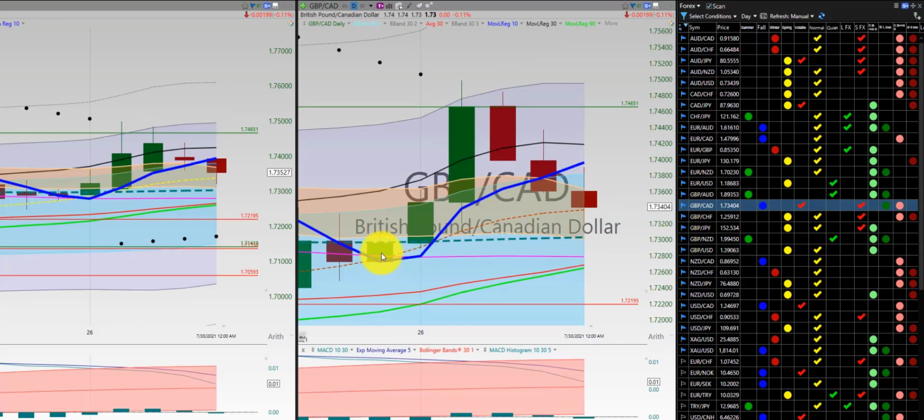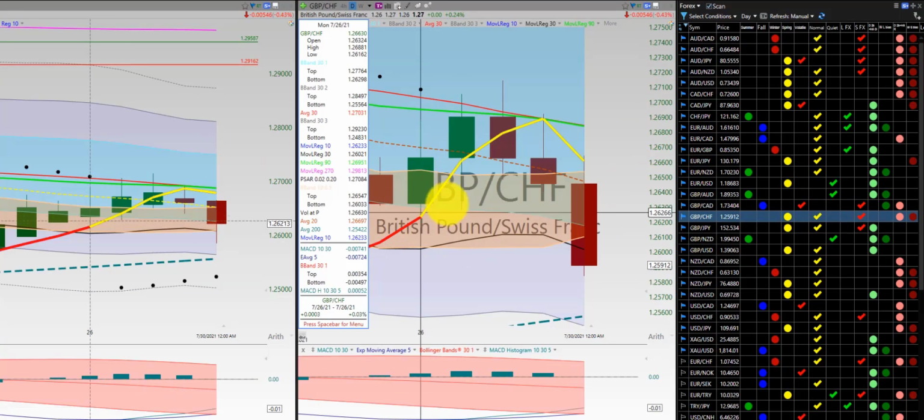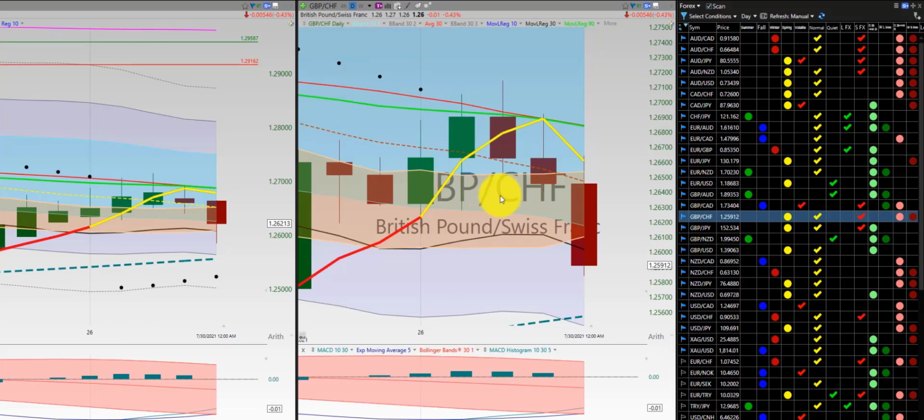British pound Canadian dollar, another beauty here. No trade here, but initial trade here for a nice 1-2-3 punch out, and then no trade here because Heikinashi is above the RL10. British pound Swiss franc, initial trade here, another trade here, out for a loss on this one. If you use the RL90 in this case though, it'd be a 1-2 out.